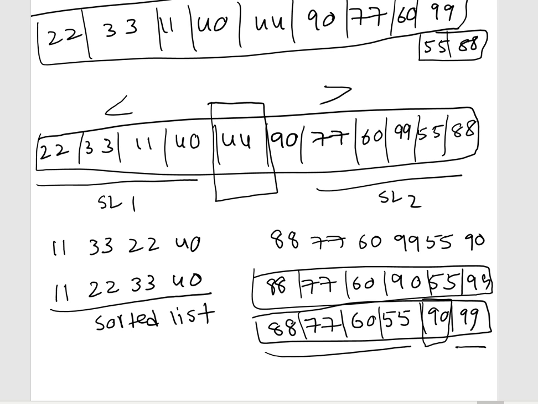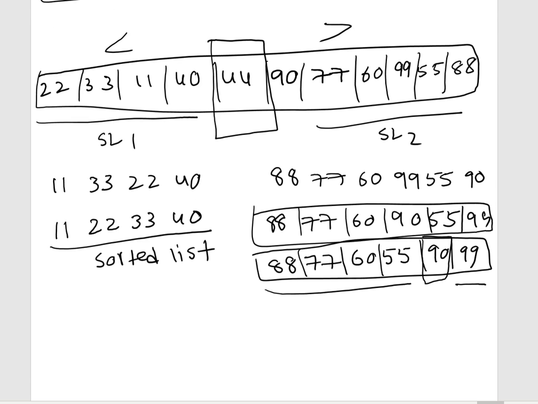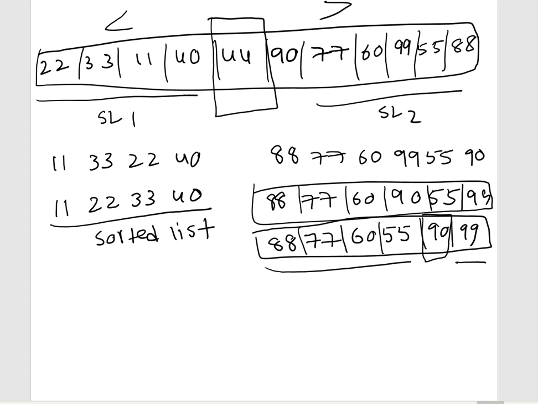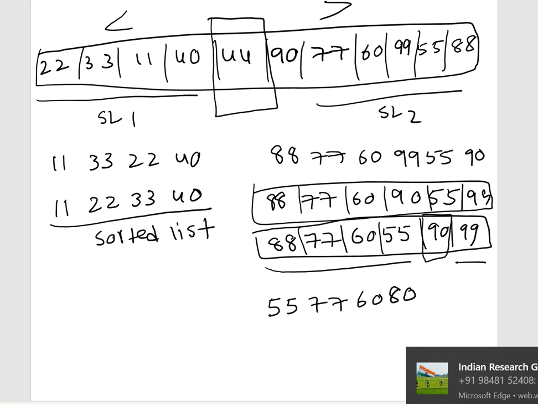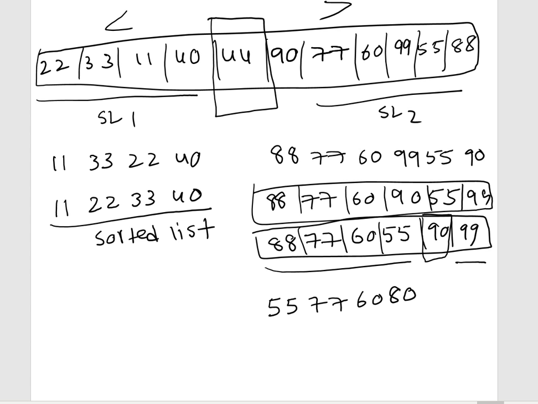Again here we will take which value as pivot value? 88 as the pivot value. So compare from the right side, means 55 should swap. So 55, 77, 60, 88. So if you check here, this is sorted. So this is 88, sorted. This is a sorted list.